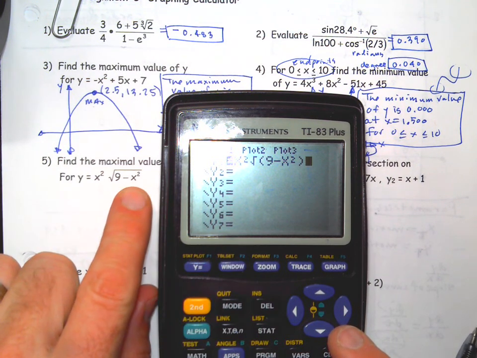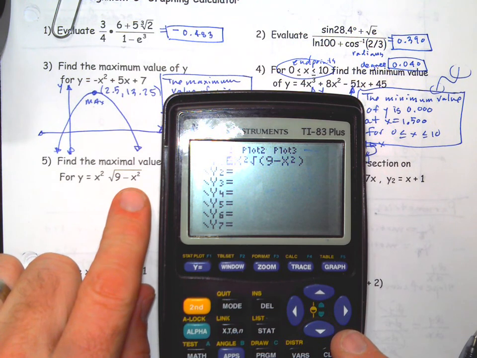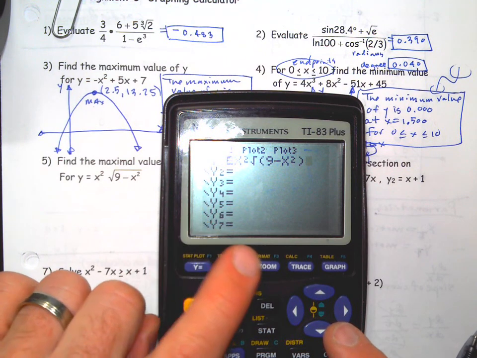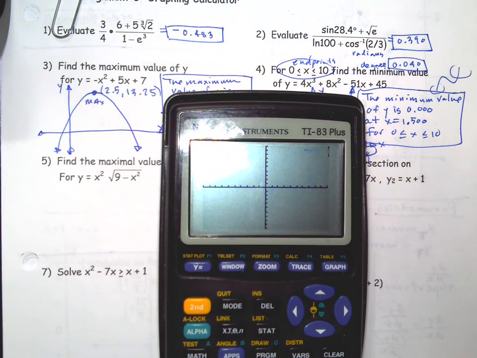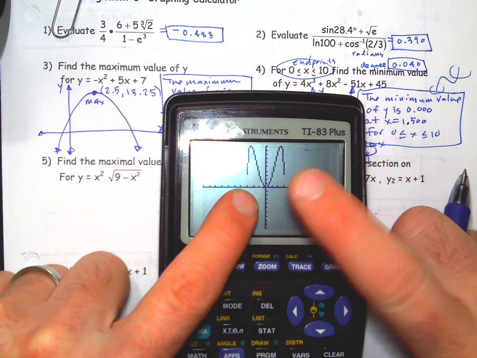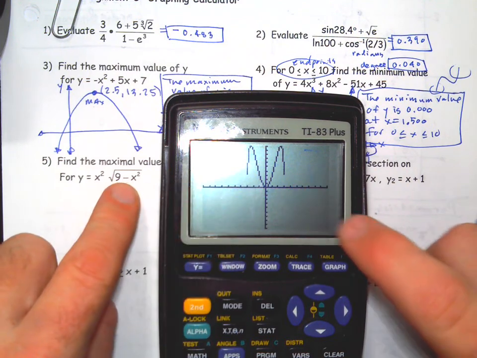Now, if you know anything about this graph, if you plug something more than 3 in, or less than -3, it's going to give you an imaginary. So I think if you go, we could do zoom 6 to start with, but I think the graph's just going to stop, right? It's only going to be between -3 and 3, because otherwise you get imaginary.